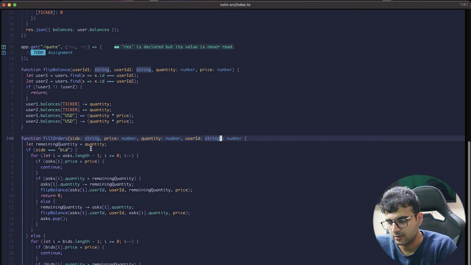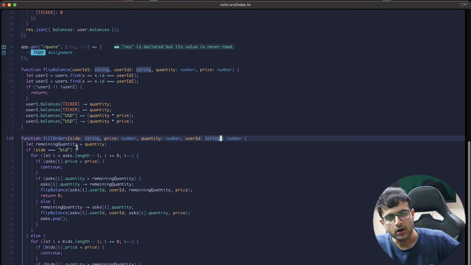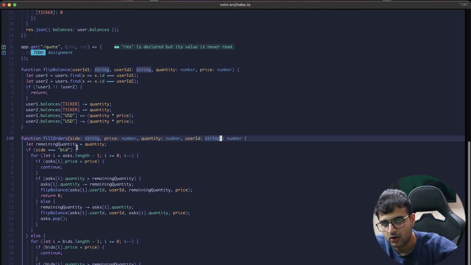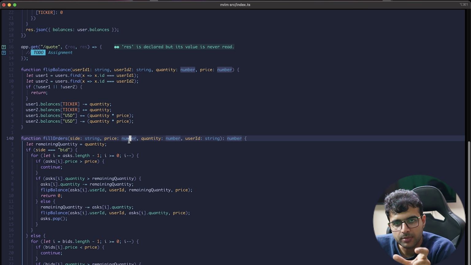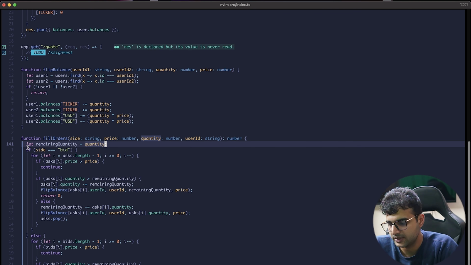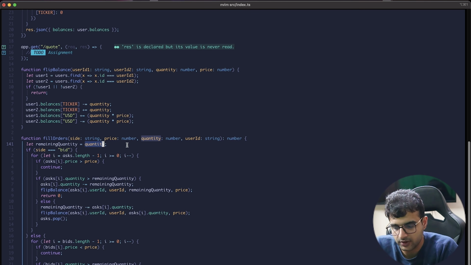What does it accept as arguments? It accepts the side, the order that is being placed: is it a bid order or an ask order? The price, at what price is the user trying to place an order? The quantity that the user wants to buy or sell, and the ID of this specific user. Then we say let remainingQuantity equal quantity. So we initialize a variable called remainingQuantity with the current quantity that needs to be filled.